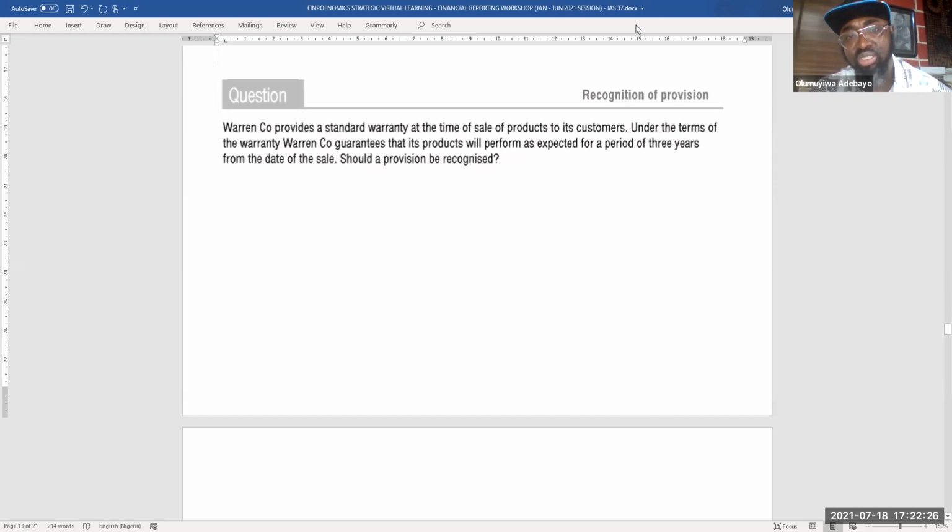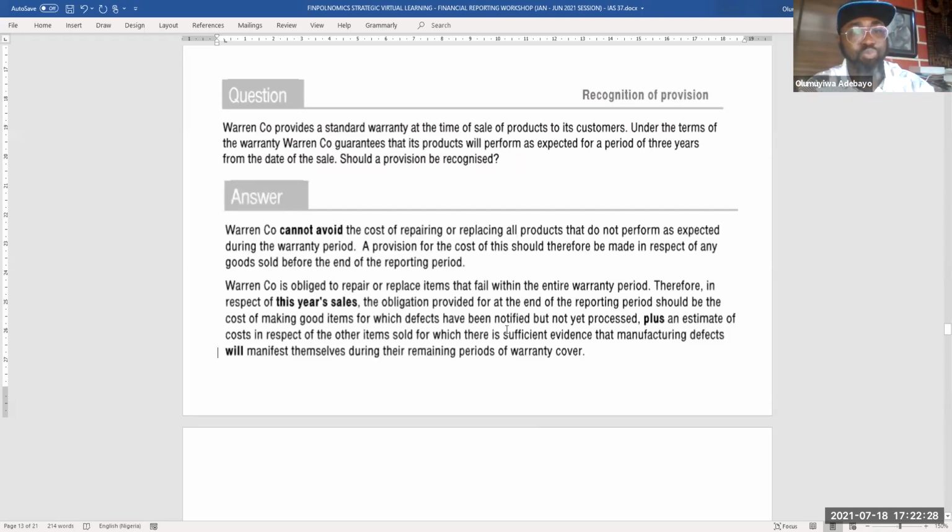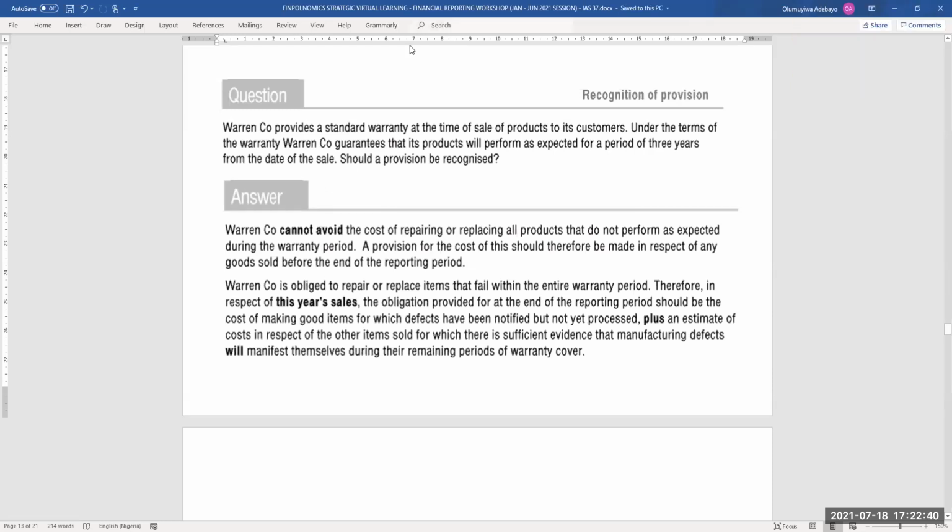Let's look at what the position is. Can you read it out and see why it is onerous on you to ensure that you replace or repair without walking away? Over to you. Answer. The company cannot avoid the cost of repairing or replacing all products that do not perform as expected during the warranty period. A provision for the cost of this should therefore be made in respect of any goods sold before the end of the reporting period.